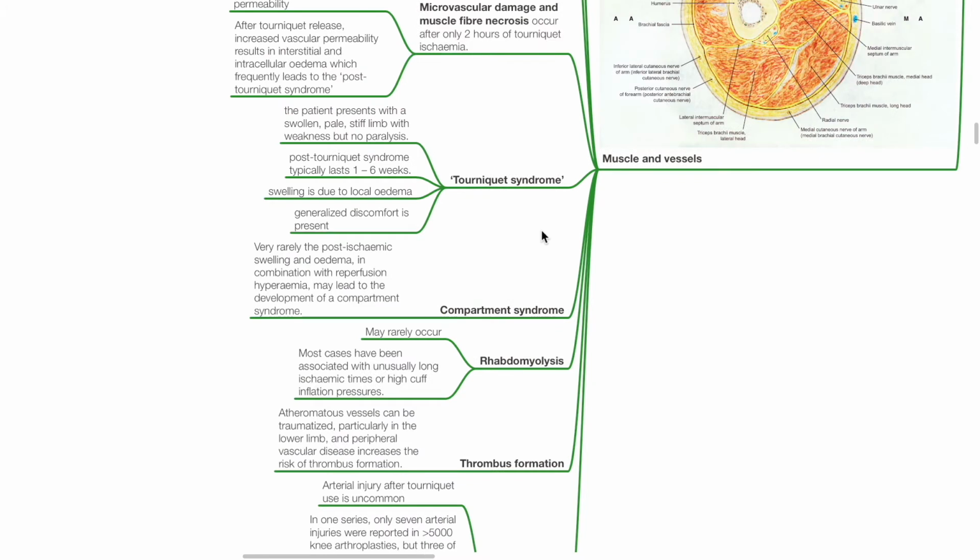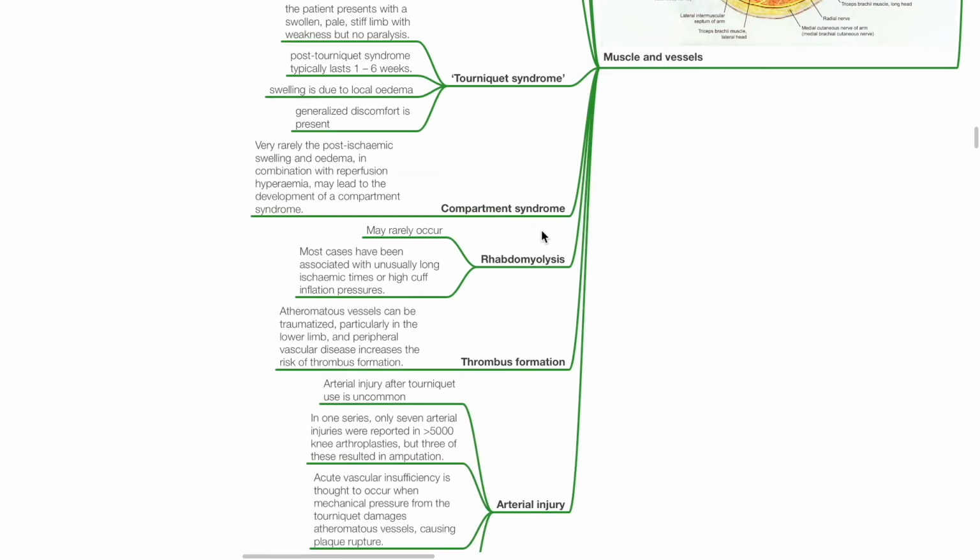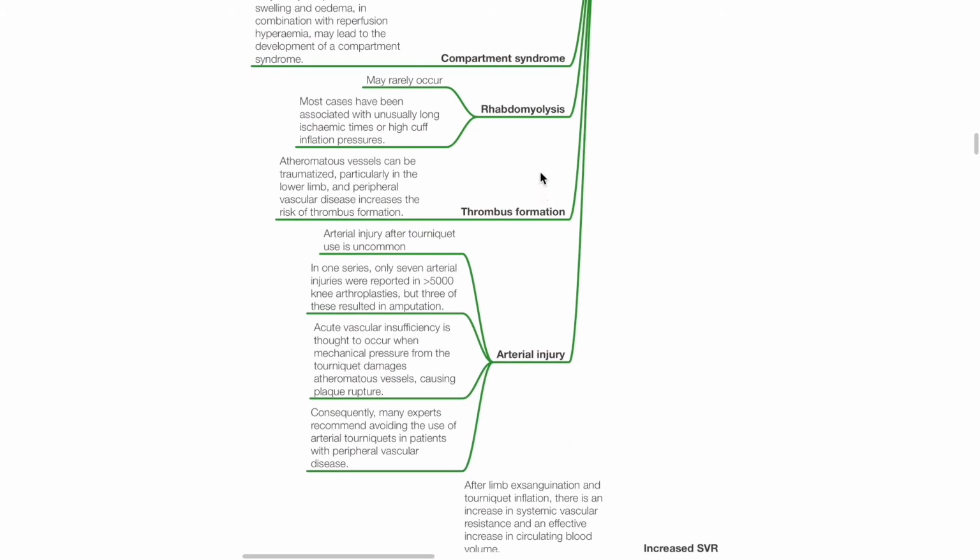Compartment syndrome may rarely occur, with post-ischemic swelling and edema, in combination with reperfusion hyperemia. Rhabdomyolysis may rarely occur, and most cases have been associated with unusually long ischemic times or high cuff inflation pressures. Thrombus formation may occur. Atheromatous vessels can be traumatized, particularly in the lower limb, and peripheral vascular disease increases the risk of thrombus formation. Arterial injury may occur, although it is rare.